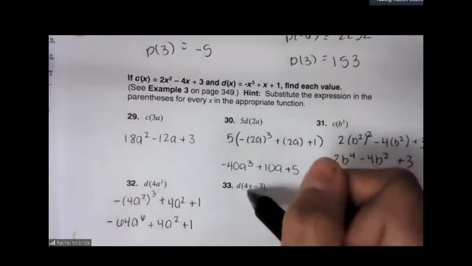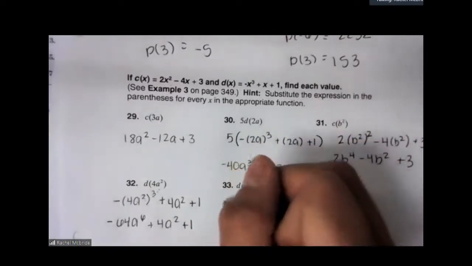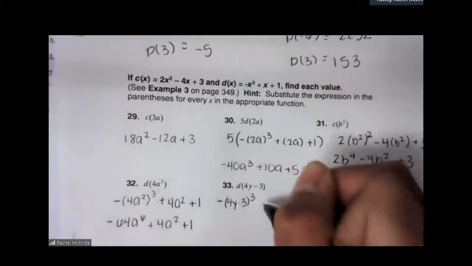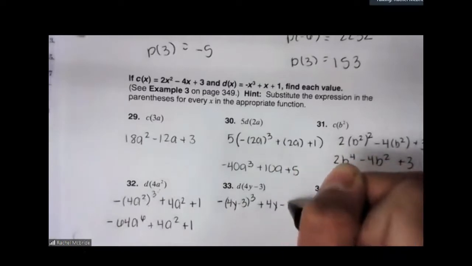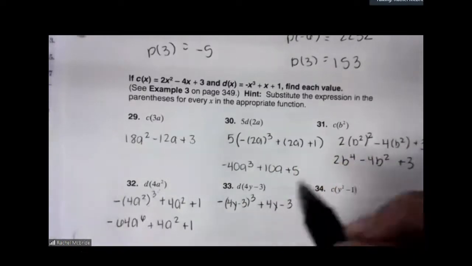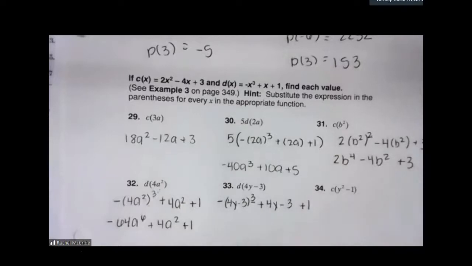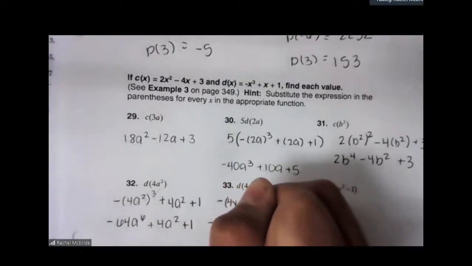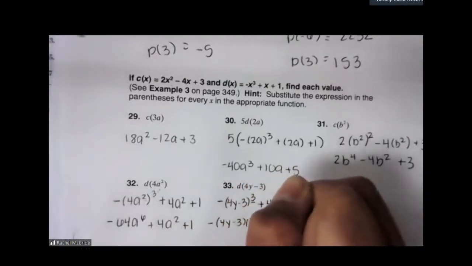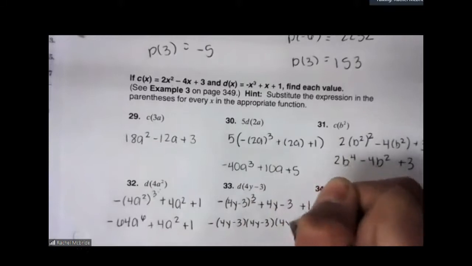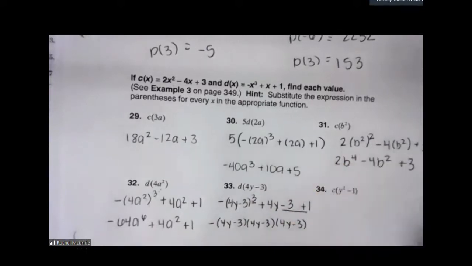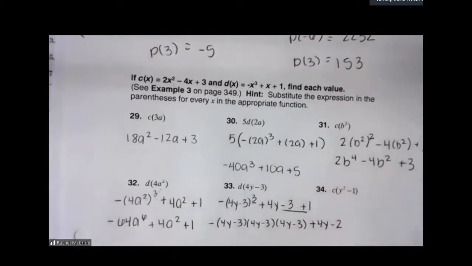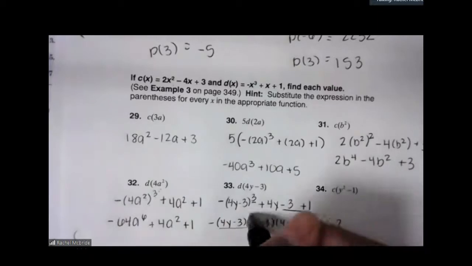And then here, this entire function goes in for your variable. So it's negative 4y minus 3 cubed plus 4y minus 3 plus 1. Now if that's cubed, that's like our multiplying and multiplying. So you have to actually take negative 4y minus 3 times 4y minus 3 times 4y minus 3. And then you can group together your like terms at the end, so plus 4y minus 2. But you have to multiply these in sets of 2.